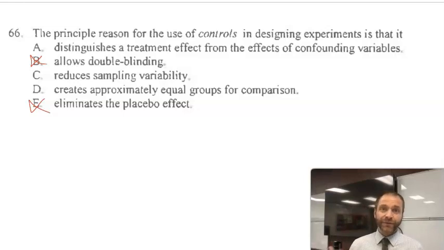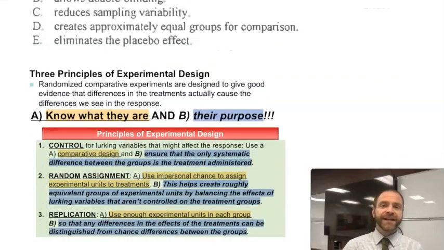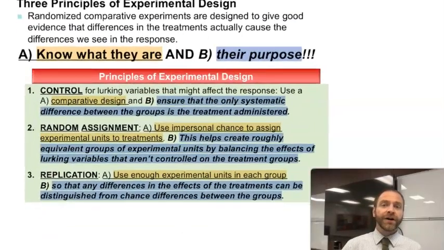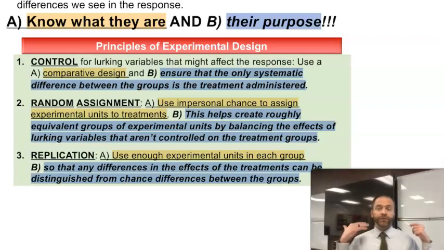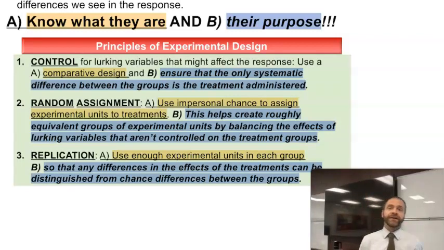Let's go through the three principles of experimental design so we can have an understanding. This is taken from your notes. The orange is what they are, and the blue highlighted is their purpose. Control is to make sure that the only systematic difference between the groups is the treatment that's being administered. So think about that. What are you controlling in the experiment? I'm controlling whether this group gets the new treatment or the old treatment. I control whether this group gets pill A or a placebo.